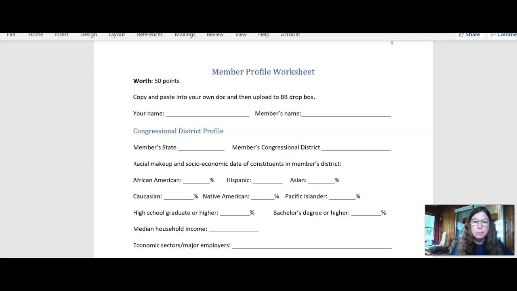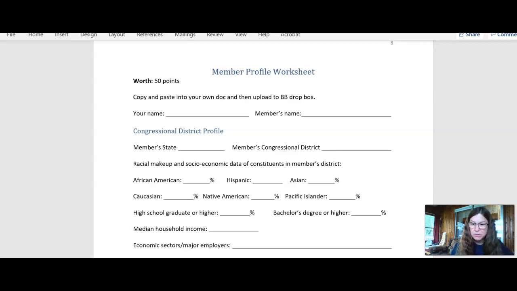I want to talk about the member profile worksheet. That assignment is coming due shortly, so I thought we should go over this. So go to page 8 in your congressional simulation workbook, and you will find the worksheet.